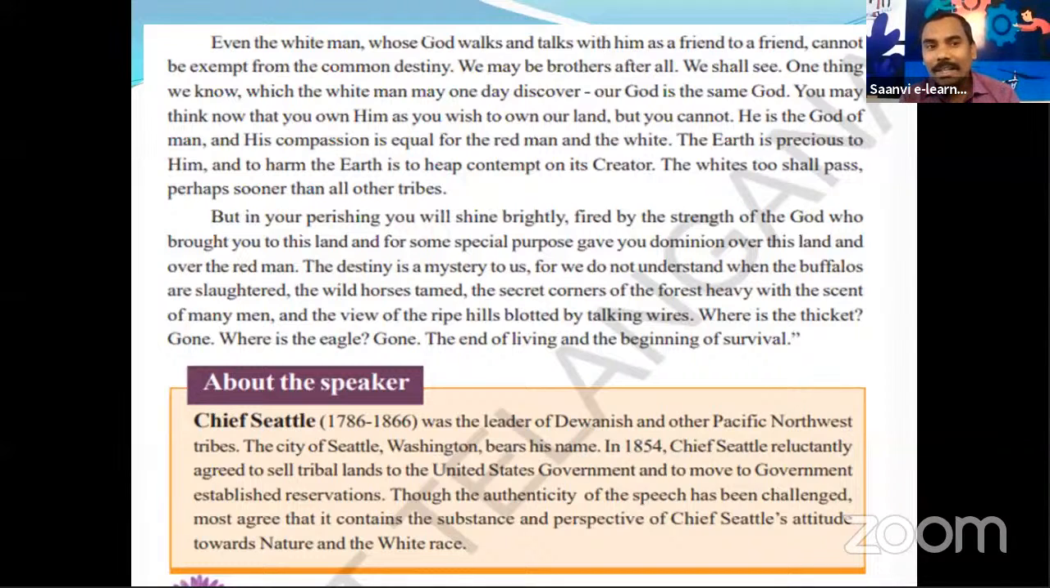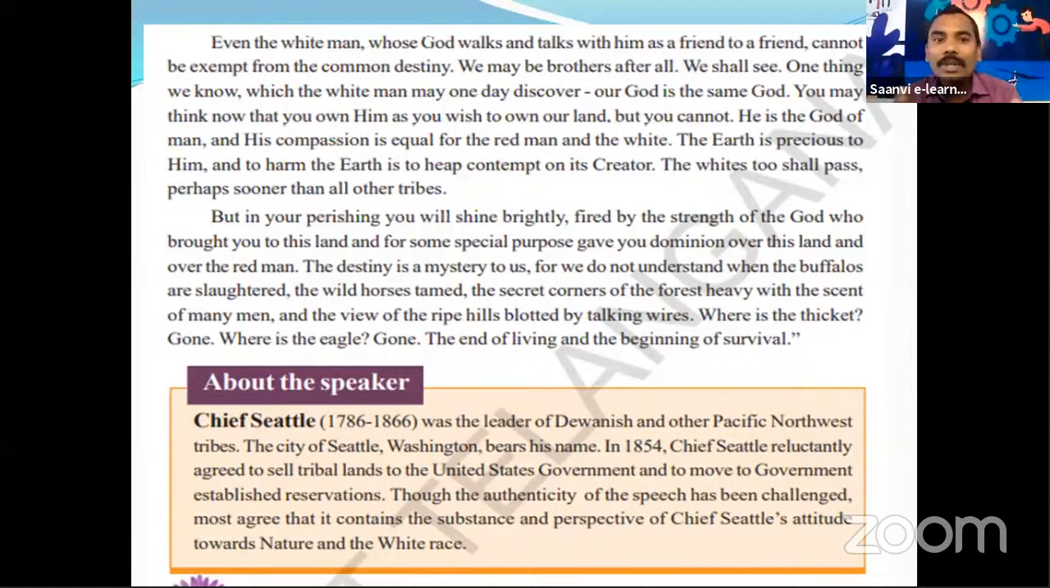So in this sentence, you see the word him. That H is capital letter there, because here him refers to God. That's why him, H is capital letter. And to harm the earth is to heap contempt on its creator.